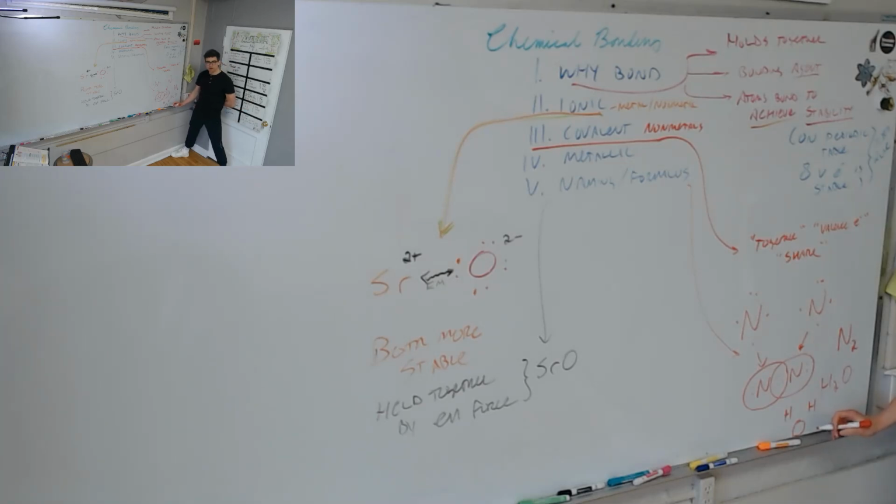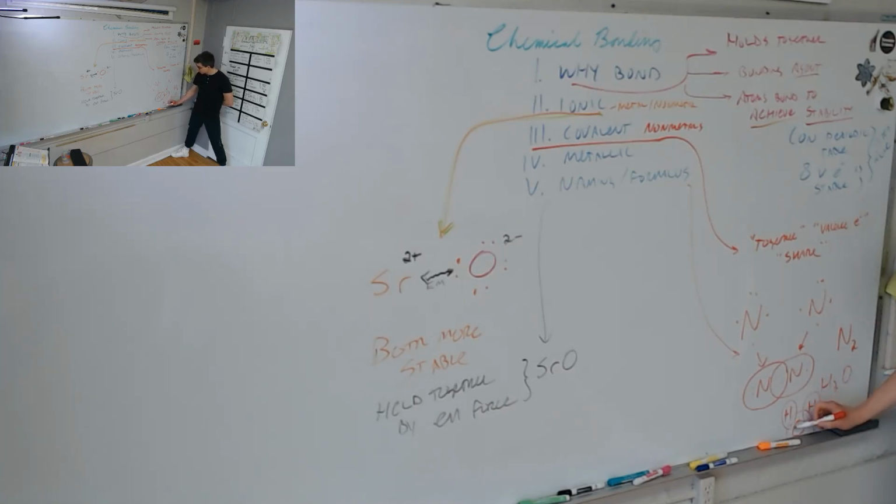How many valence electrons did oxygen have to begin with? 6. You've seen I've drawn 6 dots. How many does each hydrogen have? 1. Now, how many does oxygen have, or seem to have now that it's sharing? 8. And how many does each hydrogen have? 2. And how many is hydrogen supposed to have according to the octet rule?